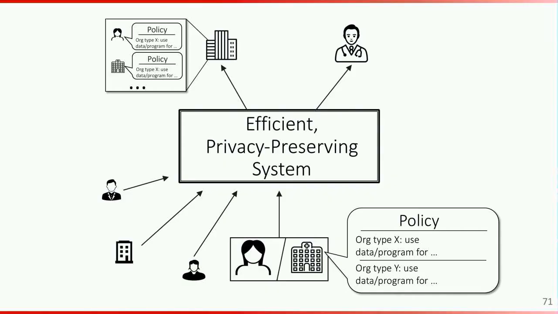The eventual goal over here is to ensure that a user or an organization can specify policy on how her data or program can be used. And if all such users have such a policy, a company who's trying to provide user-specific features actually adheres to this policy. And the privacy-preserving system actually ensures this.